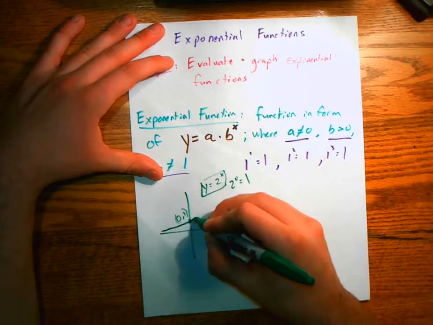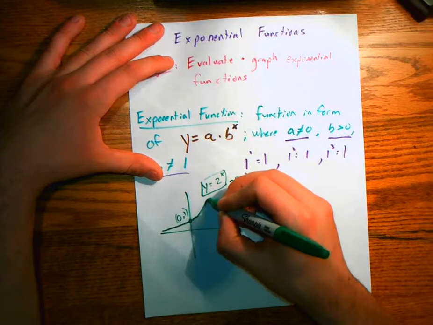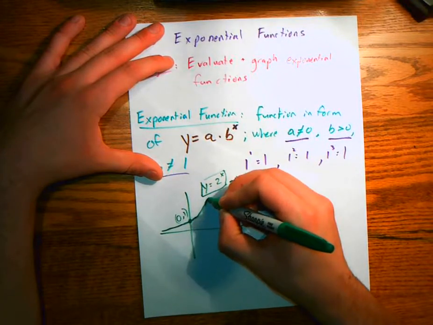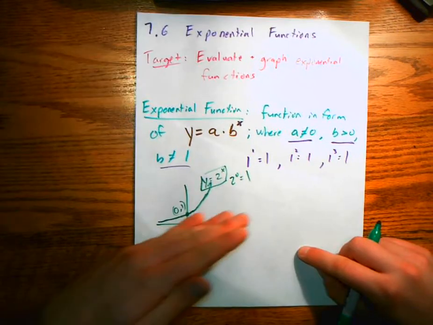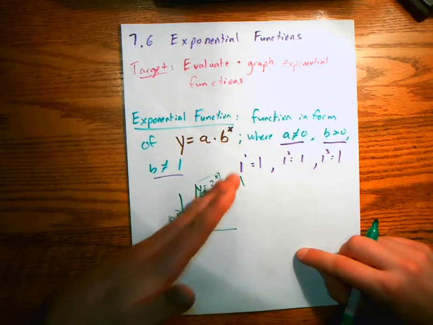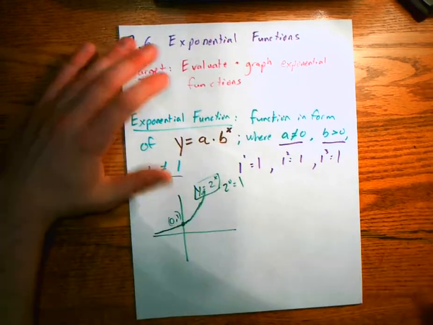But just for right now, when looking at this example, it's staying positive and it goes through the point (0, 1), and then it starts increasing, and as it's going farther to the right, it's increasing at a sharper angle. So it's not just increasing at a steady rate, it's increasing exponentially all the way up.